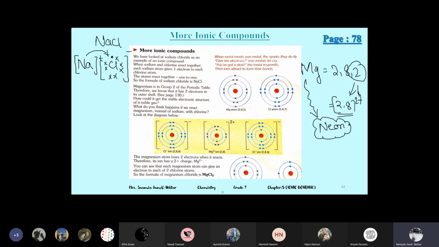Okay, what do you think happens if we react magnesium instead of sodium with chlorine? Okay, so the same thing which we drew, magnesium chloride. This is the diagram that we drew, magnesium chloride, chlorine on both sides. Magnesium atom loses 2 electrons when it reacts. Therefore, its ion has a 2 plus charge. You can see that each magnesium atom can give an electron to each of the 2 chlorine atoms. So the formula of magnesium chloride is MgCl2.